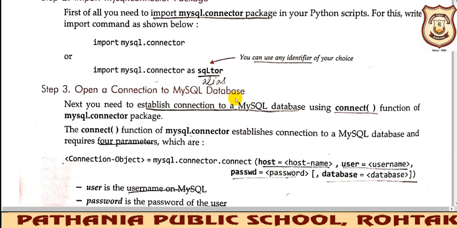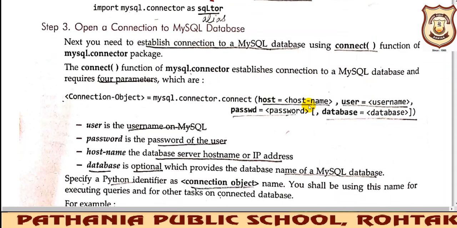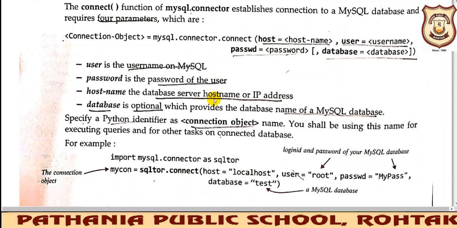For that we need a function, the connect function. This connect function will help you create a connection to the MySQL database, and it requires four parameters: first is your host, second is the user, third is your password, and fourth is your database. How this connect function is going to work, and what type of values you need to pass in those four parameters, let us discuss one by one.